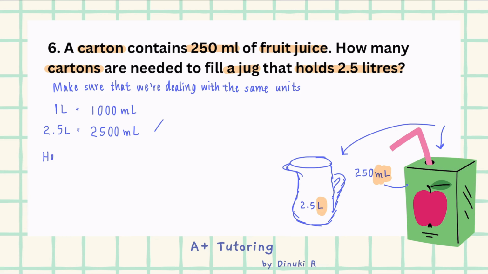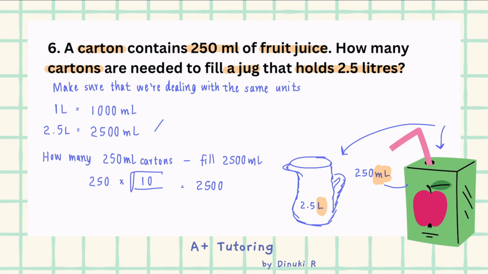So now we need to ask ourselves, how many 250 milliliter cartons are needed to fill 2,500 mils, right? And these numbers look very similar, right? So how do we get to 2,500? We've got an extra zero at the end, right? So that just means we're multiplying by 10, right? To go from 250 to 2,500, we're just multiplying by 10.